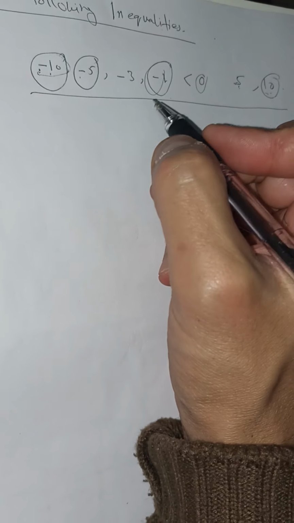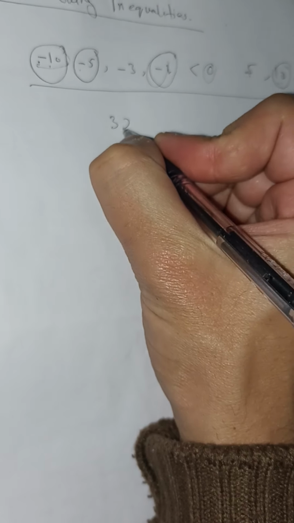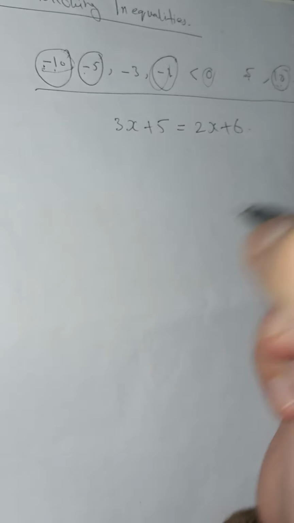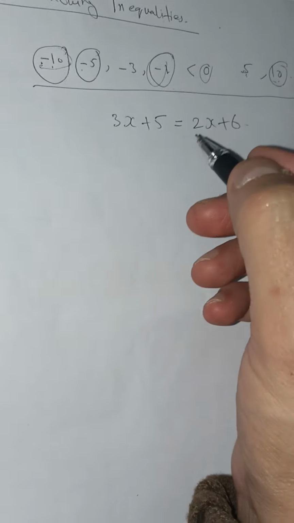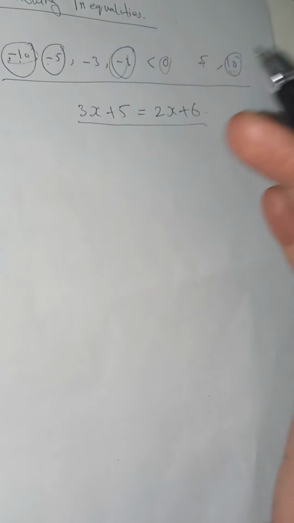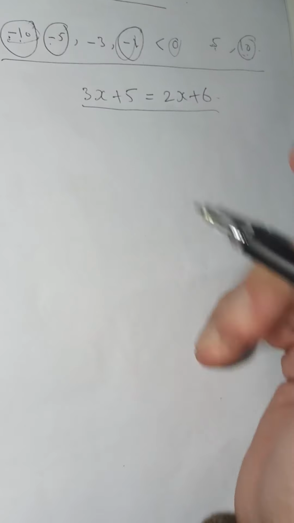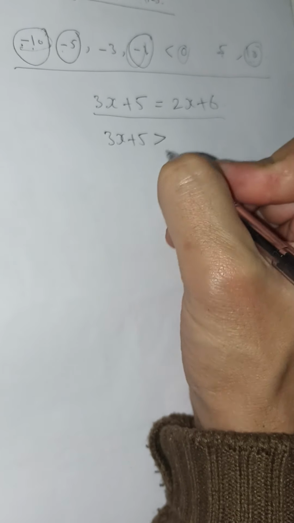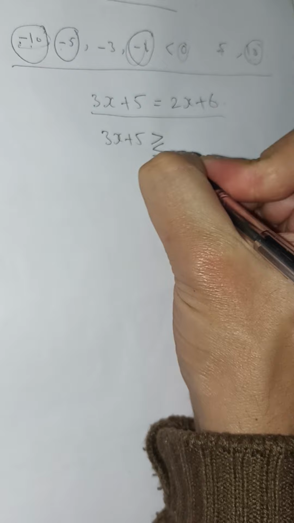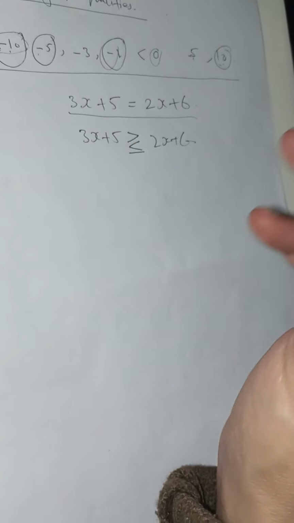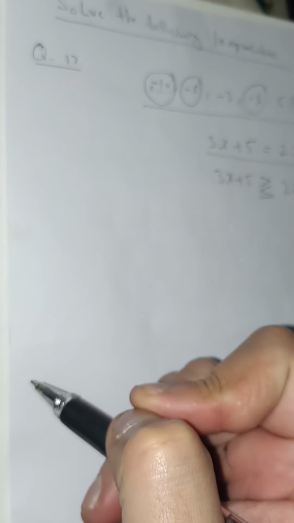Moreover, in the previous lecture we did some equations like this: 3x plus 5 is equal to 2x plus 6. That was the case of equalities, but now we are talking about inequalities. So the equation will be something like greater than or smaller than and equal to, something like this, x plus 6. Here we will have one extra step that you must remember. Now we will come toward our question.